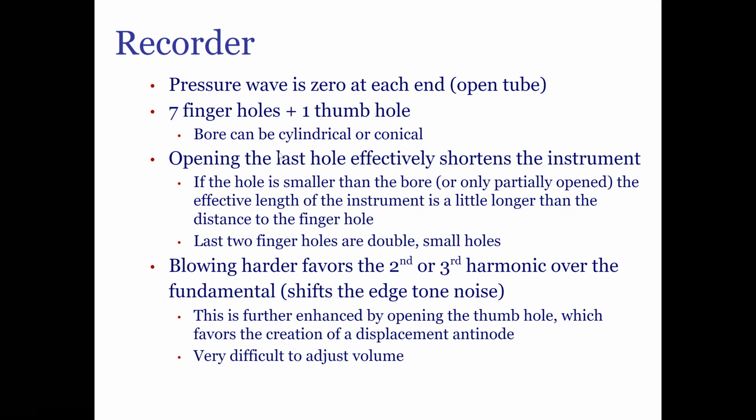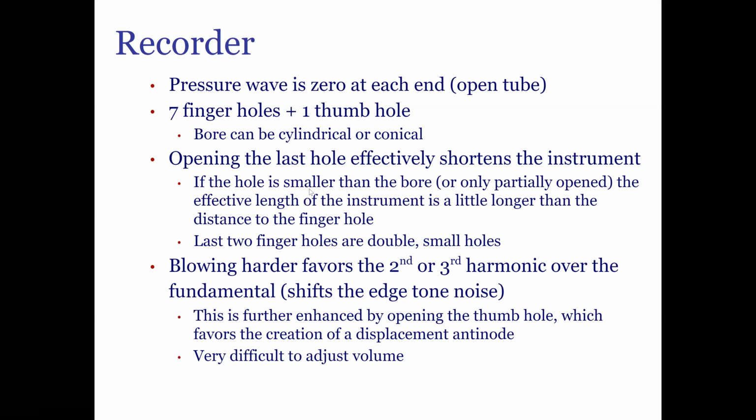So a recorder, you have 7 finger holes and a thumb hole. The bore can be cylindrical or conical. Most of the time, I think modern recorders are more conical or more cylindrical, but don't quote me on that. You do have an open tube for a recorder with 7 finger holes. Opening the last hole effectively shortens the instrument.